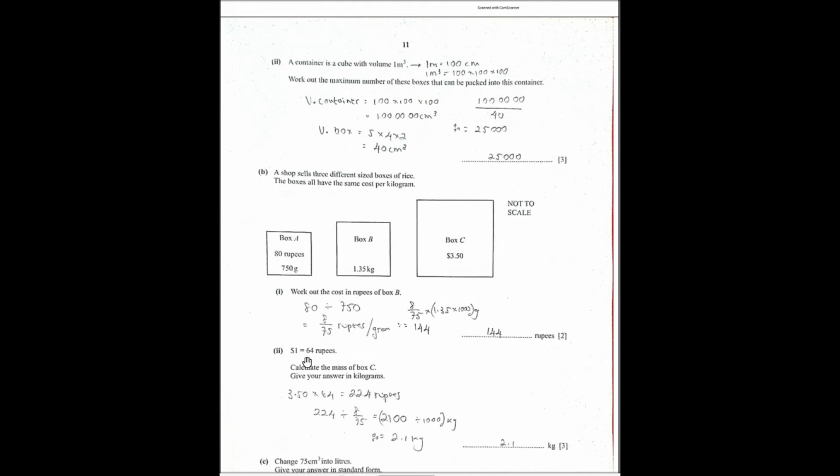Next question, $1 is equal to 64 rupees. Calculate the mass of box C. Give your answer in kilogram. So $3.50 times 64 gives us 224 rupees. These 224 rupees, we divide it by 8/75, which we got as rupees per gram, and that will give us 2100. Since they want it in kg, we have to divide by 1000, and that will give our final answer as 2.1 kg.